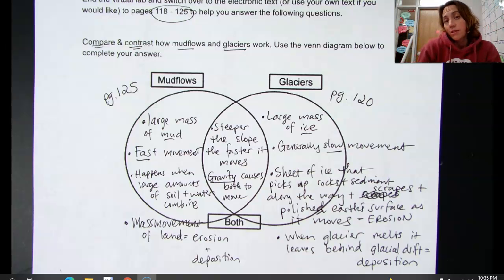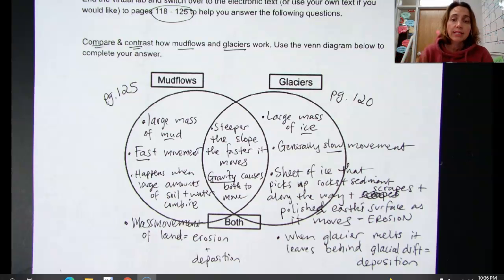What is similar between the two, or what they both share? Well, gravity plays a role. So the steeper the slope, the faster they go. Gravity causes both of them to move, pulling both of these types of, what do I want to call it? You've got a landform, you've got a process over here, pulling them downhill. Okay, I hope that is pretty clear and helps you organize your thoughts.